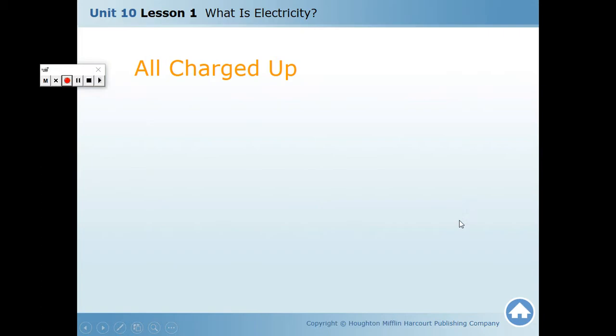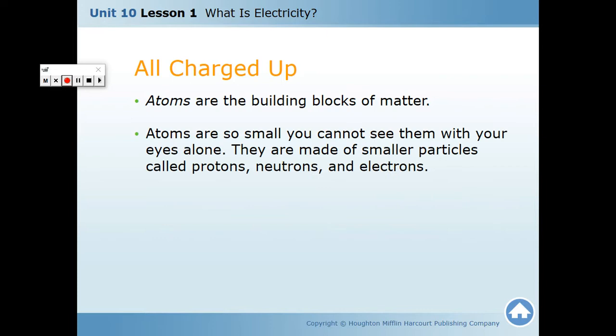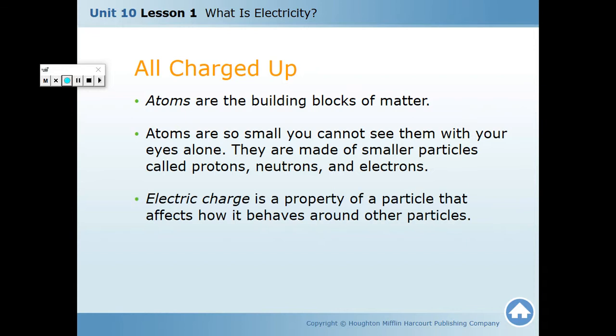Here we go. Alright, all charged up. Atoms are the building blocks of matter. Atoms are so small you cannot see them with your eyes alone. They are made up of smaller particles called protons, neutrons, and electrons. Electric charge is a property of a particle that affects how it behaves around other particles.